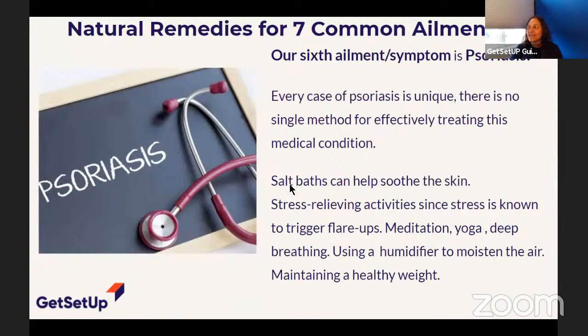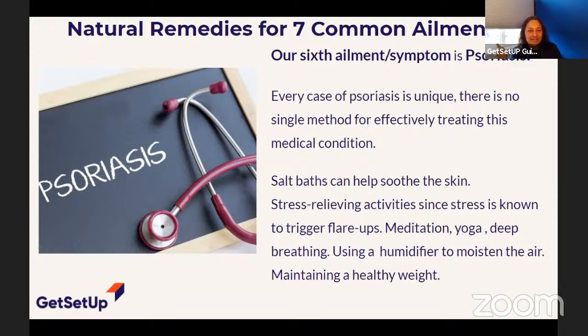All right, the sixth ailment is psoriasis. Psoriasis is like a skin redness, skin patchiness that happens. People get it on their legs, sometimes on their arms. It's not very nice looking. It's very stressful having it. And guess what triggers psoriasis? Stress. So stress is the thing that triggers it. So what are the things naturally we can do to try to reduce our psoriasis, our skin irritation? Meditation, yoga, deep breathing that we talked about.